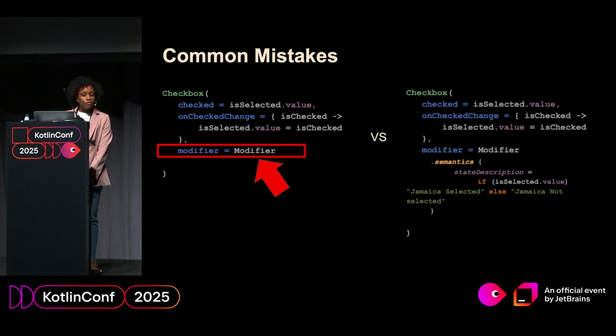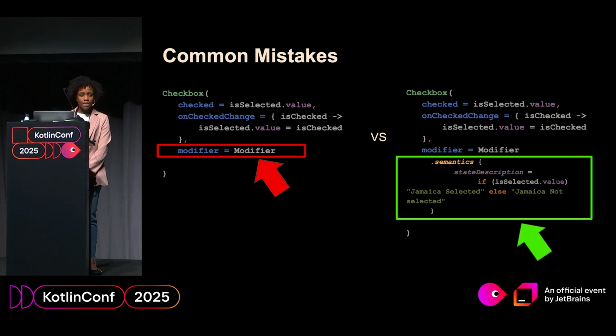Then we have overuse of default semantics. There are default functionalities when it comes to screen readers, like making sure the user knows that something is a button, or an image, or a checkbox or a radio button. But most of the time those are not enough when it comes to going through your app. So make sure you give extra information to the user so they know the state of what something is in.